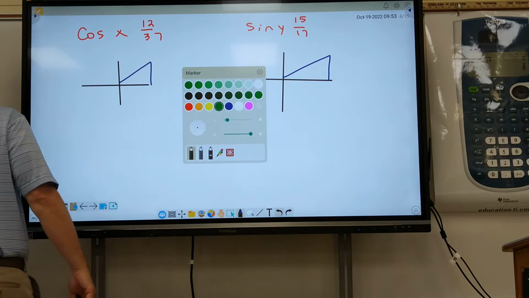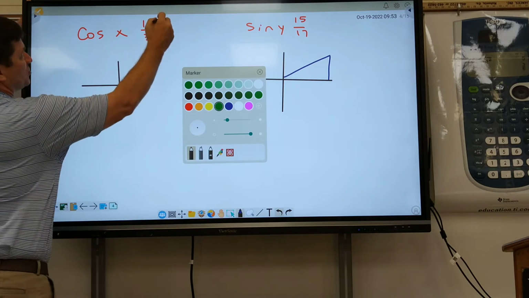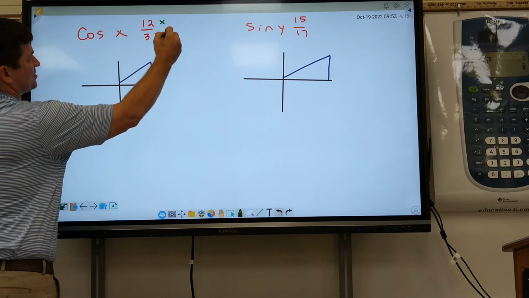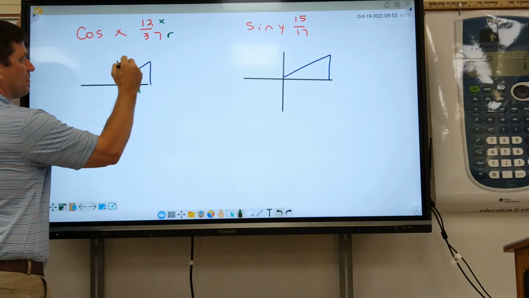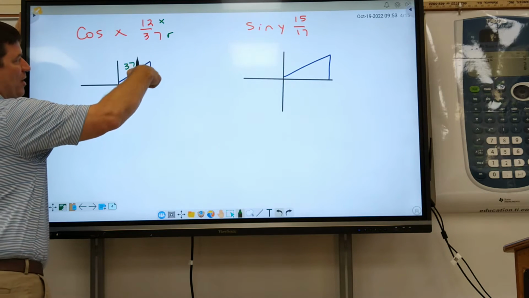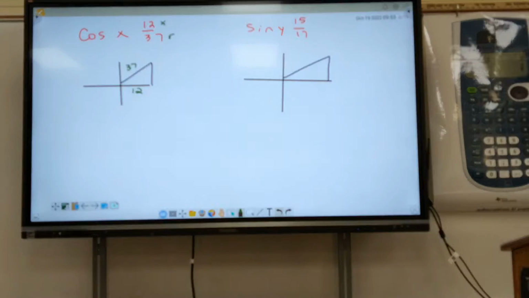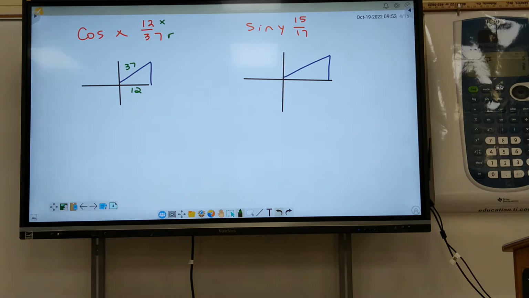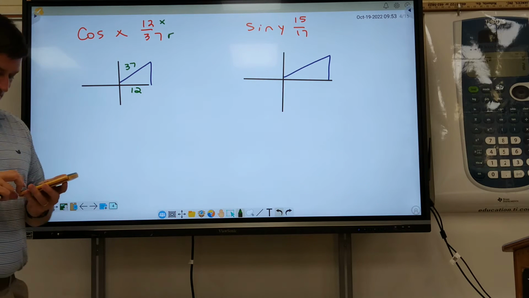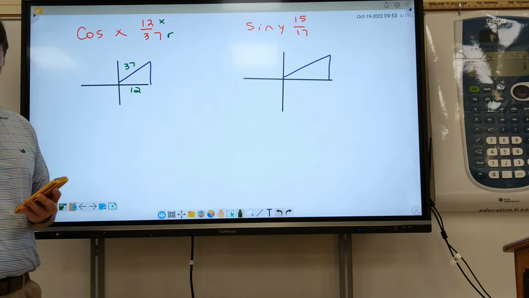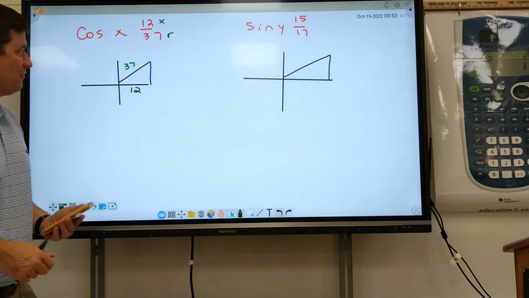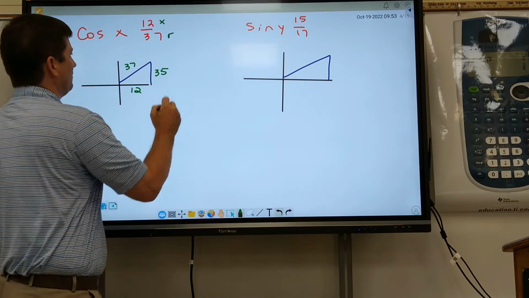Cosine, Willie. X over R. All right, so look, 12 goes on the x-axis, 37 goes on the radius. So y'all got to put 12 here. You got to put 37 there. How do I find the missing side on my calculator? 37 squared minus 12 squared. What'd y'all get? 35. So this side is 35.